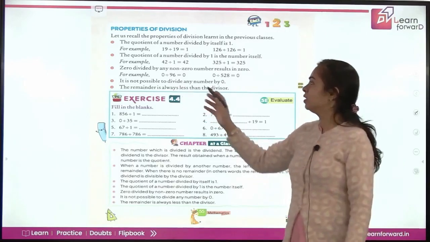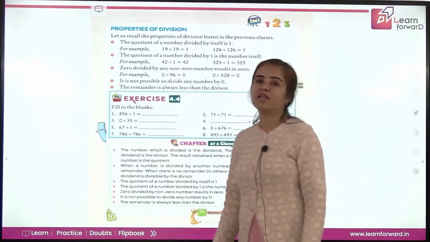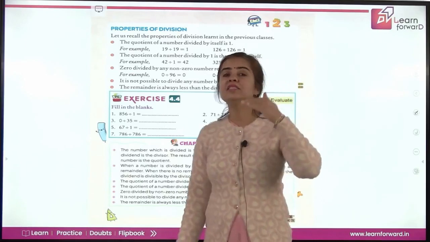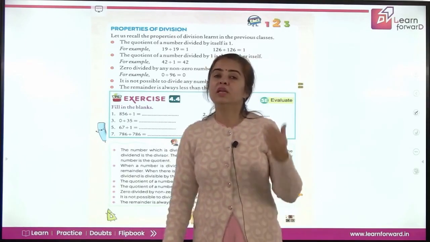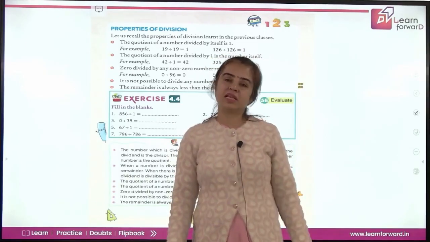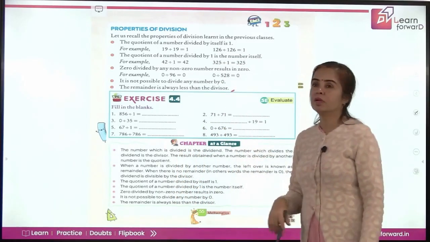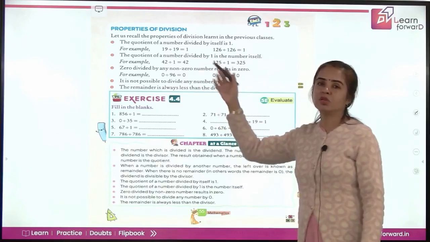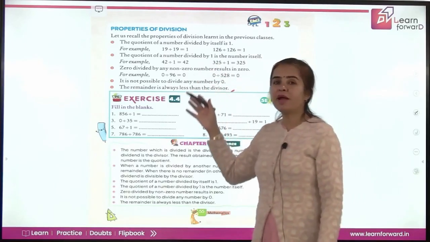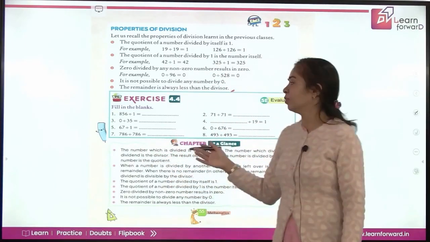And the remainder is always less than the divisor. Even at any step when you are doing division, remainder should always be less than the divisor. Okay, this is a very important point to remember. So you have fill in the blanks based on these properties. Keep these in mind and you will be getting answers to them quickly.